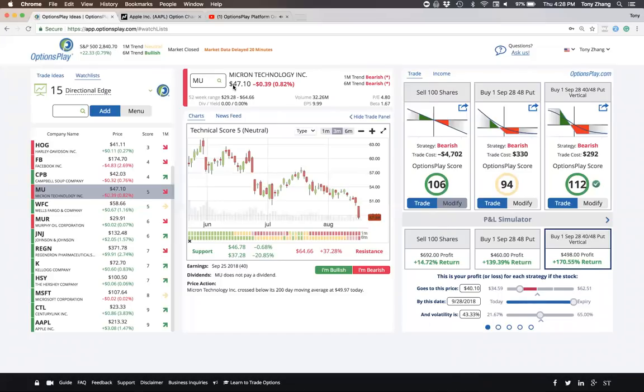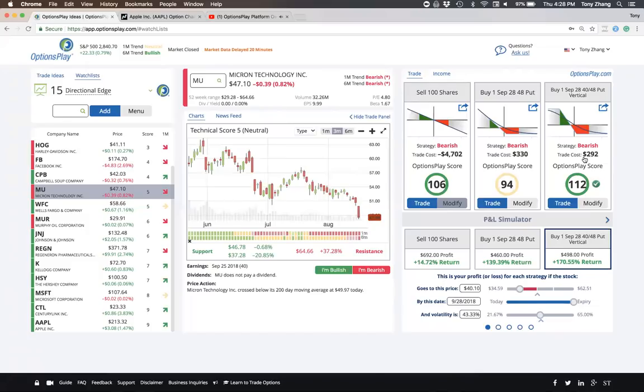So I have Micron Technology here. I have two buttons here at the bottom. One says I'm bullish, one says I'm bearish. So right now I'm going to click on the bearish side because I'm bearish on this particular stock. As you can see, I have three strategies. I can short the stock, I can buy a put, or I can buy a put spread. So this tells me here are three viable strategies as a starting point.